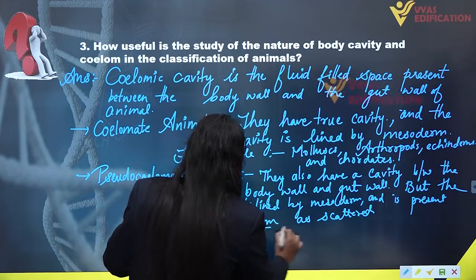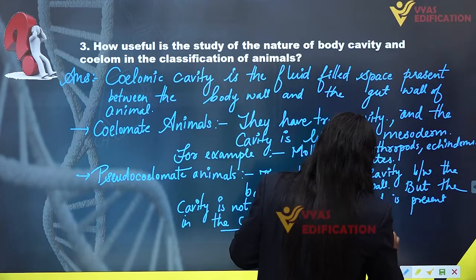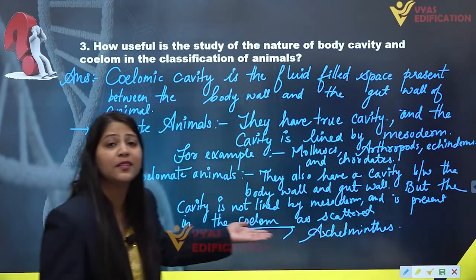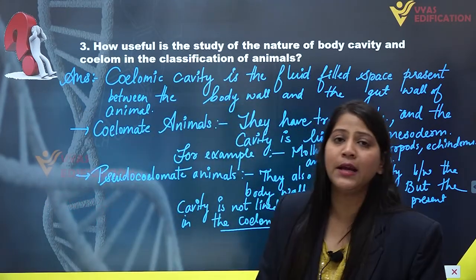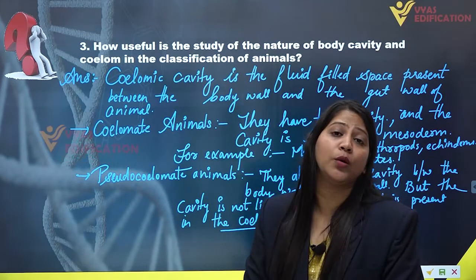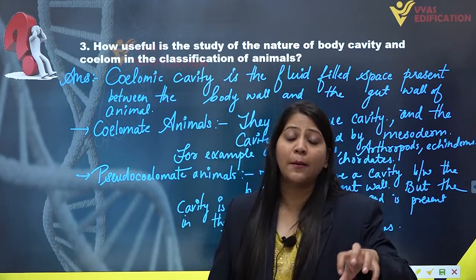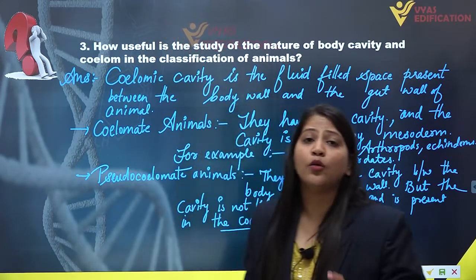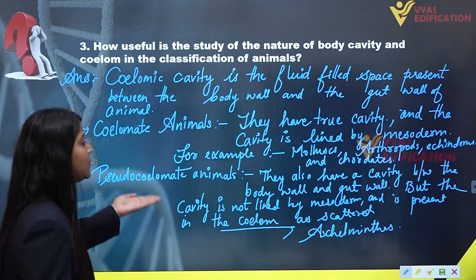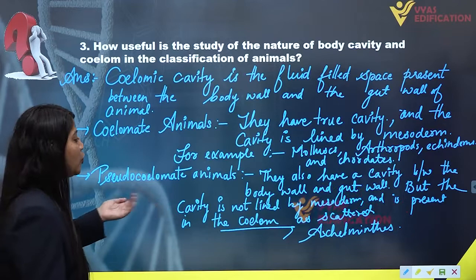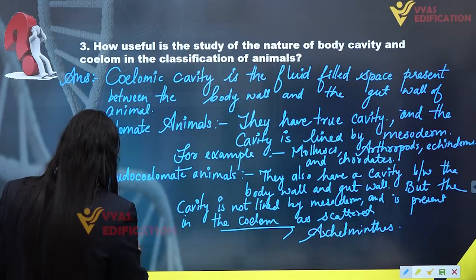For example, we have Aschelminthes, which are the roundworms. They exhibit this kind of cavity. Roundworms have a coelomic cavity in their body, but the cavity is not lined by mesoderm, and in their cavity you can find mesoderm which is scattered and in a pouch-like structure. So this kind of cavity is known as pseudocoelomic cavity, and the animals having it are known as pseudocoelomate animals. The last one we have is acoelomate animals.